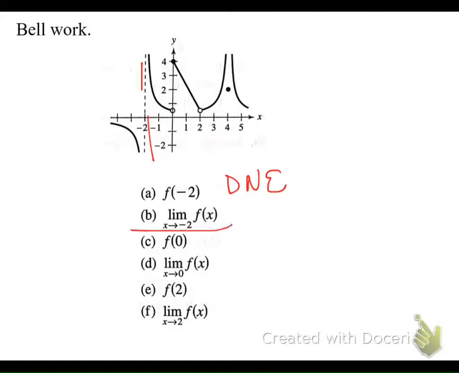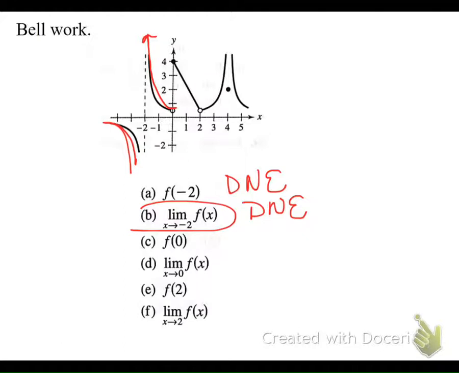Okay, the limit as x approaches negative 2. Well, the limit from the left, as x approaches negative 2 from the left, goes to negative infinity. It goes down forever. The limit from the right, as x approaches negative 2 from the right, goes to positive infinity. It goes up forever. And those are different limits, so you should have said does not exist. Technically, infinity doesn't exist anyway, since it's not technically a number.